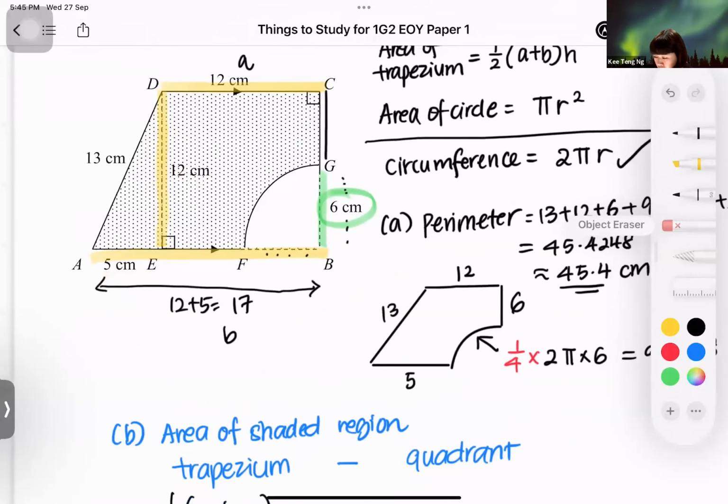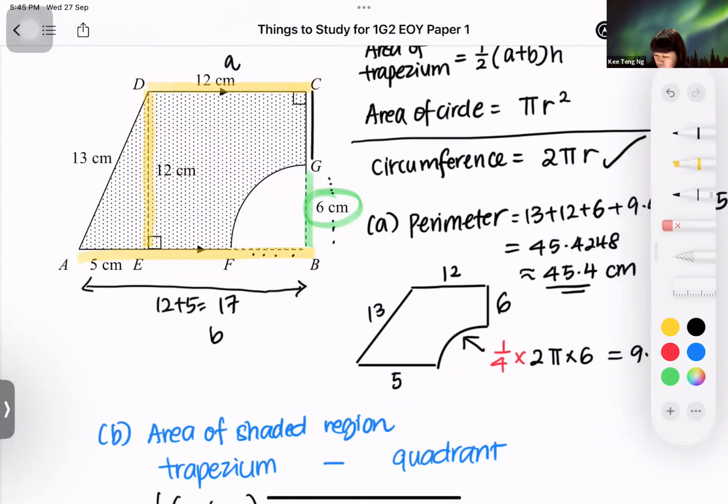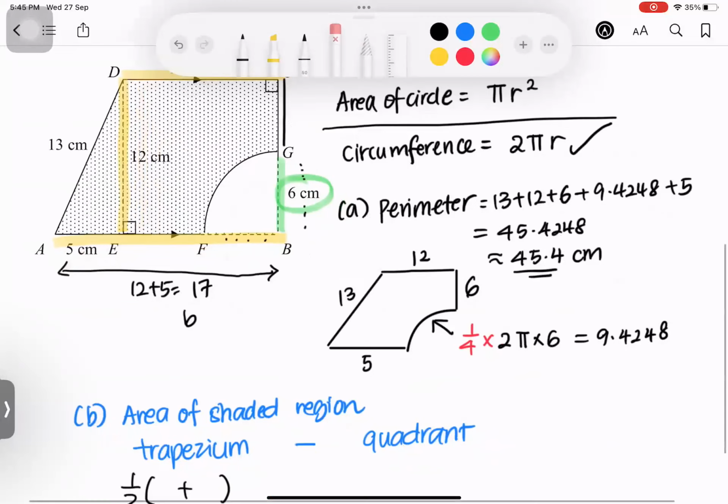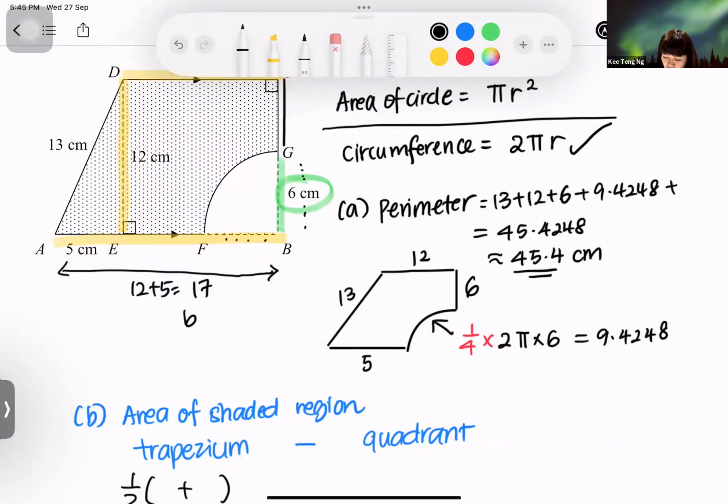Something is wrong. I missed out something just now in my perimeter. Oh, my perimeter is wrong. This is not 5. My 5 is only until here. There is this portion. What is EF? I missed out. EF is 6.